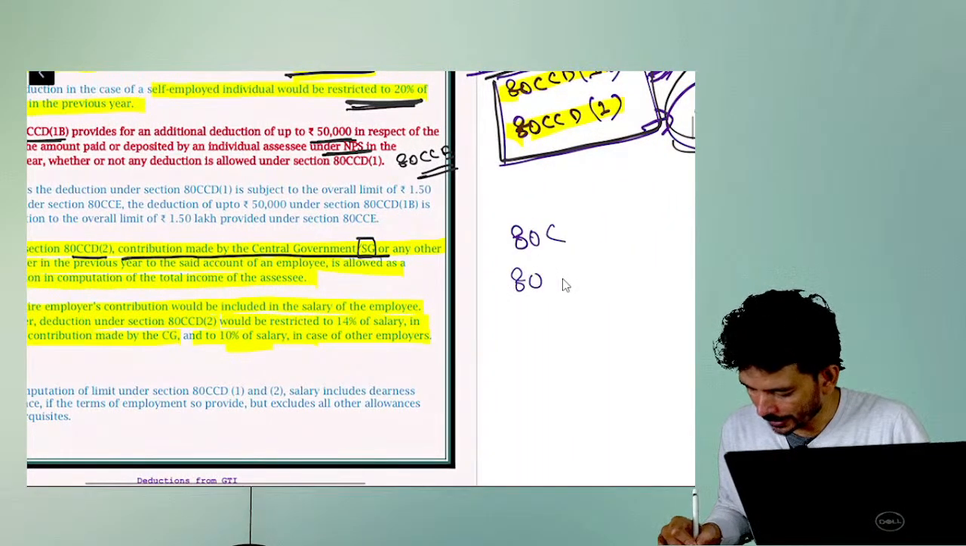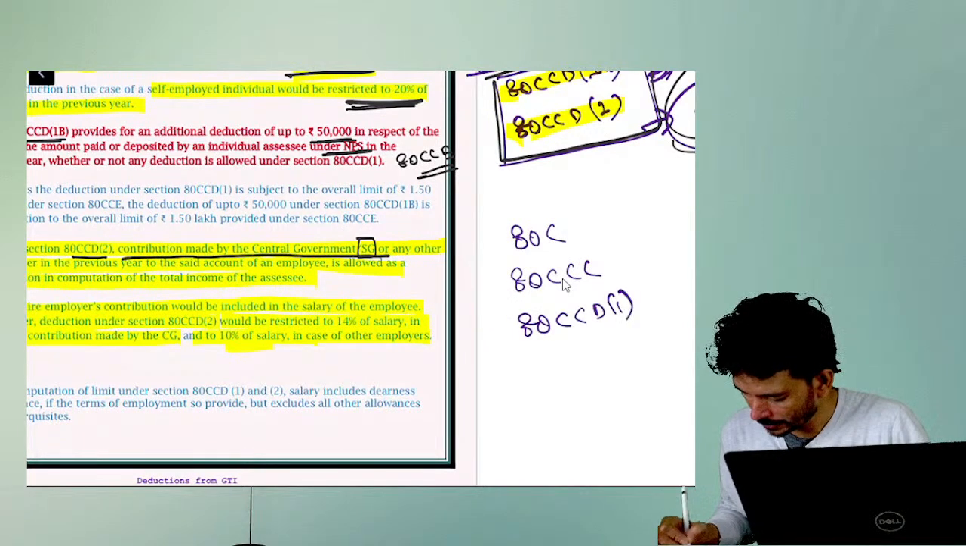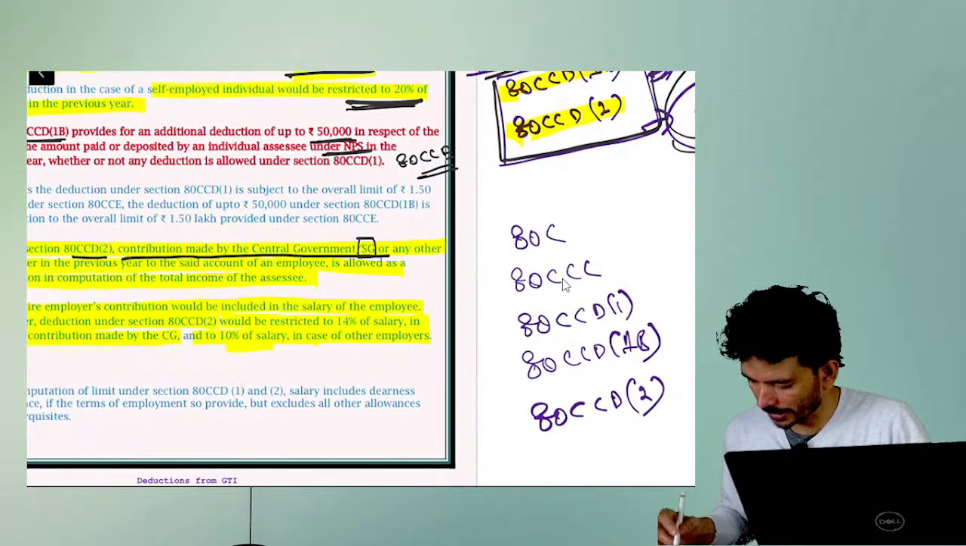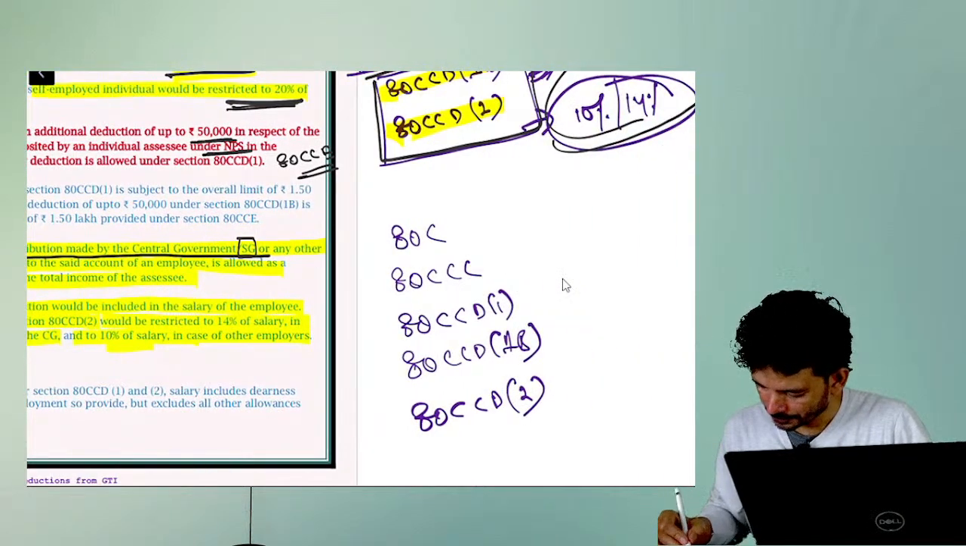80CCC, 80CCD(1), 80CCD(1B). This is very important. I am okay to explain one more time also, but I don't want you to make the mistake.